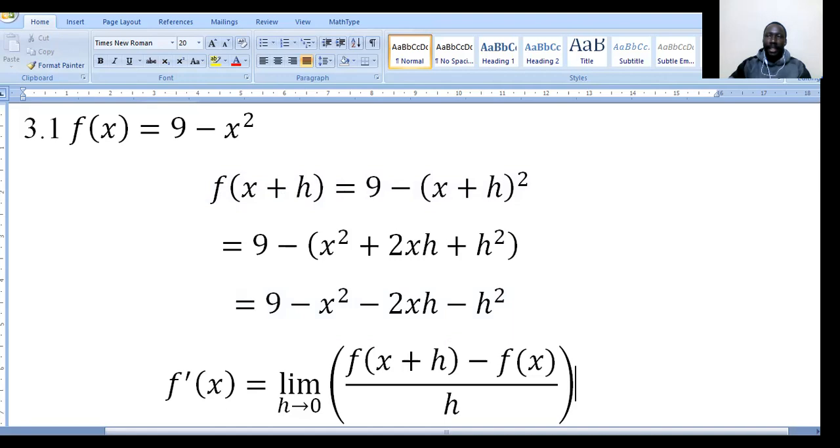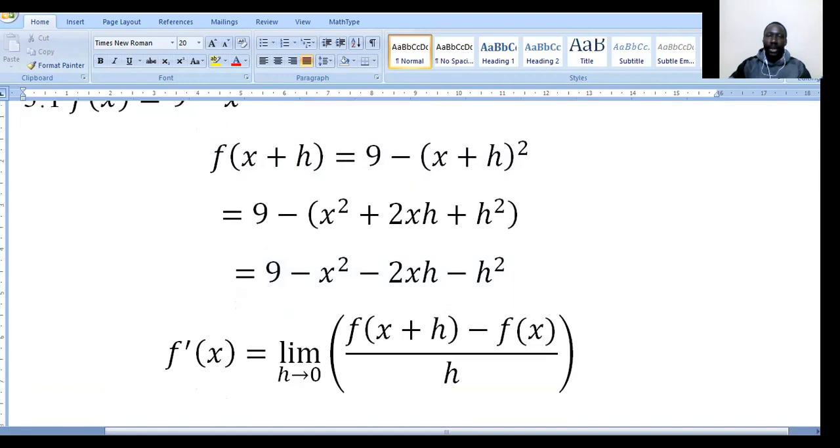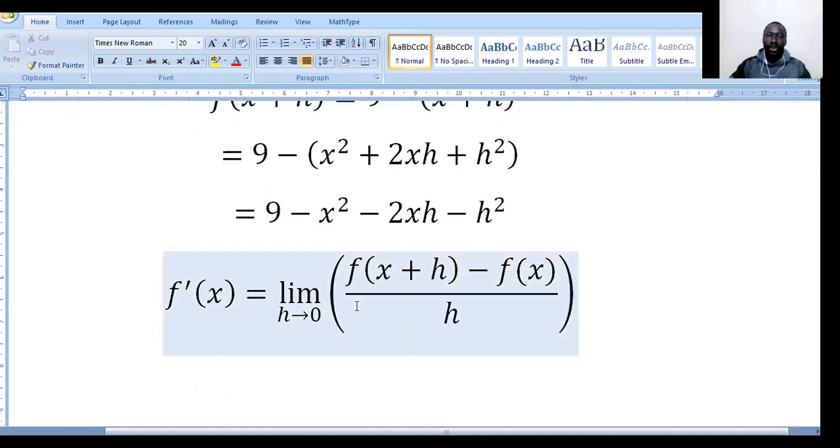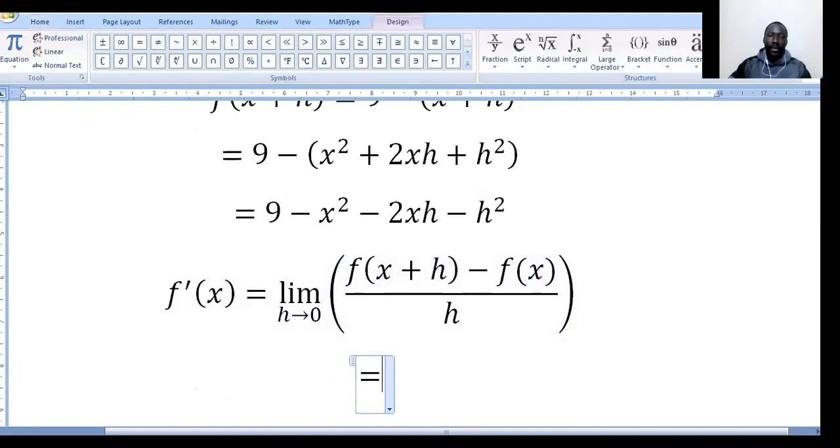The next thing is then to substitute in this expression. We have to substitute in this expression. So to substitute it right in this expression, we will then have the derivative of f of x now equals to the limit.